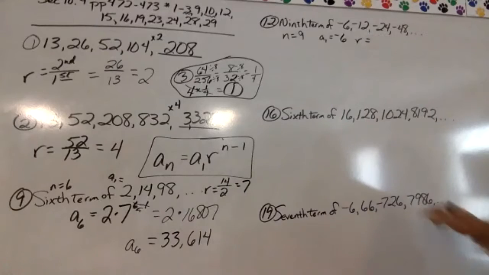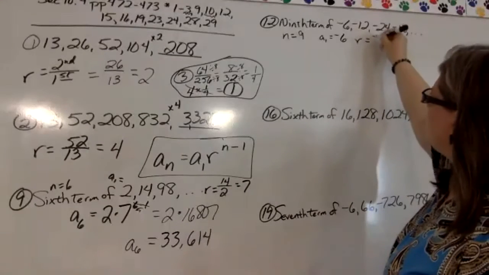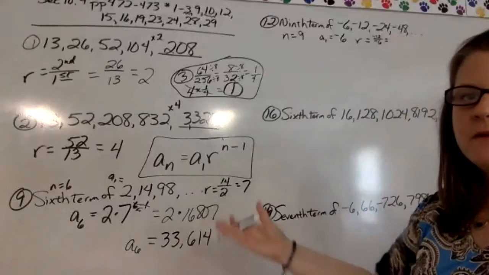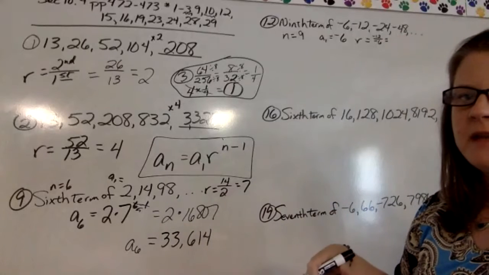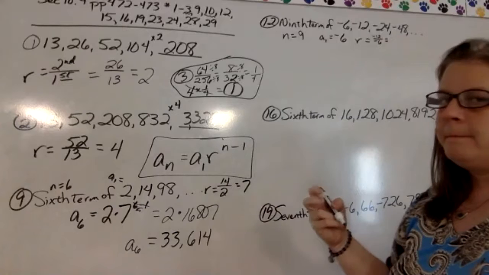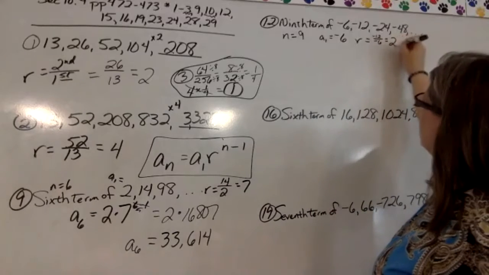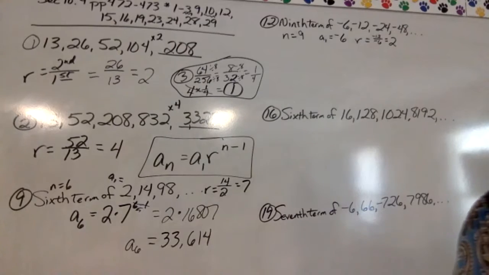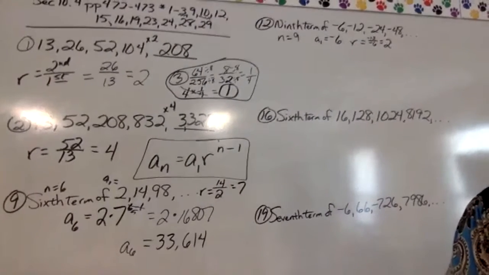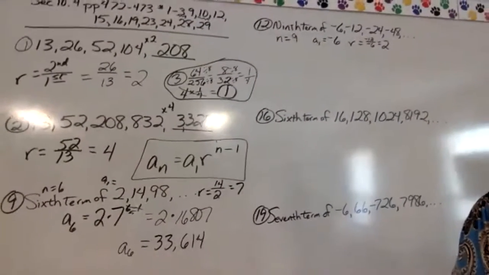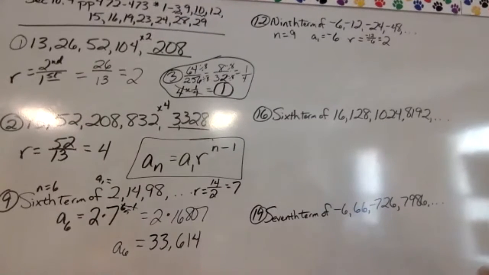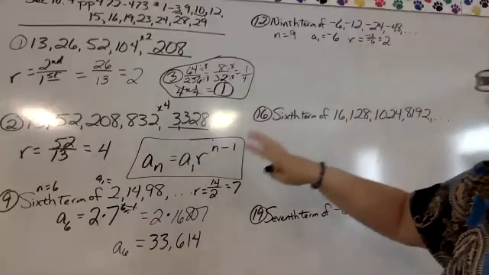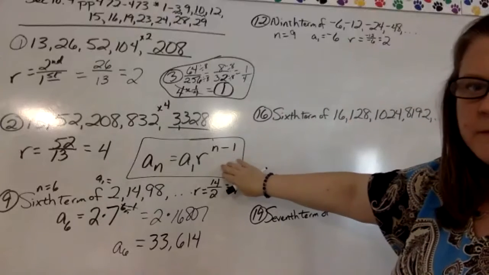To find my R, remember we take second term divided by first term. So -12 divided by -6. Negative divided by negative makes it positive. So divided by 6 is 2. So we've got our numbers. Is everybody done with 1, 2, and 9? I want to go scoot over till I give people a chance to kind of get those down first. Okay. So after you have them identified, we're plugging into our formula right here.